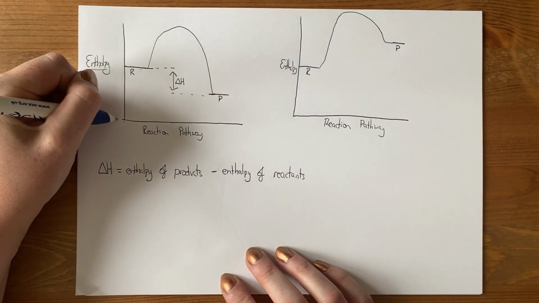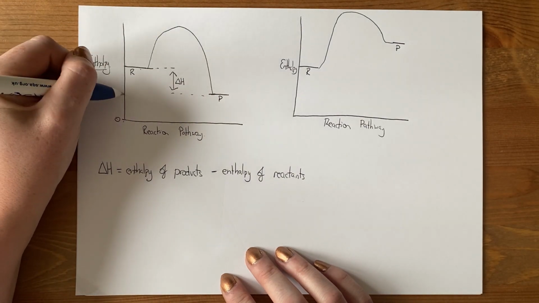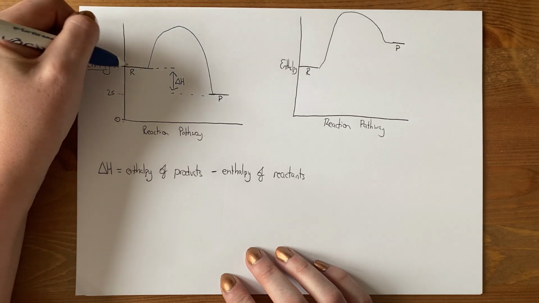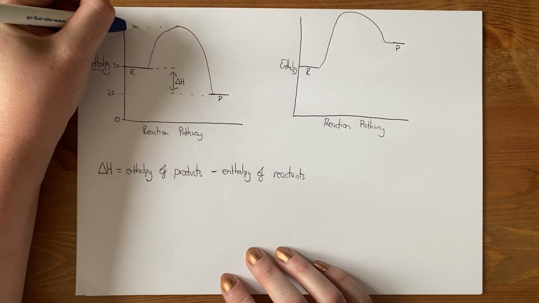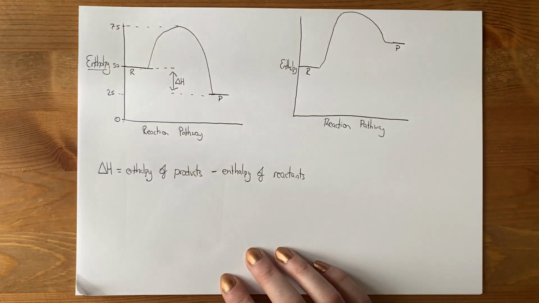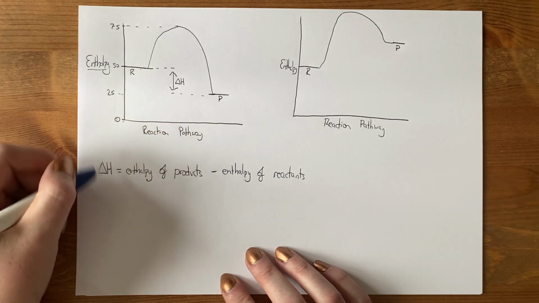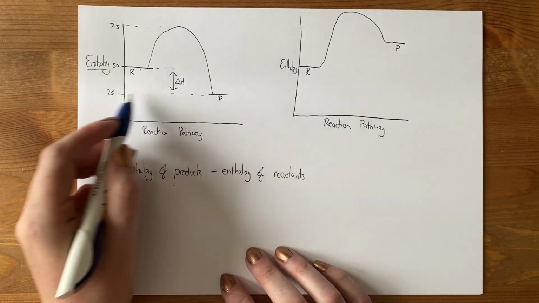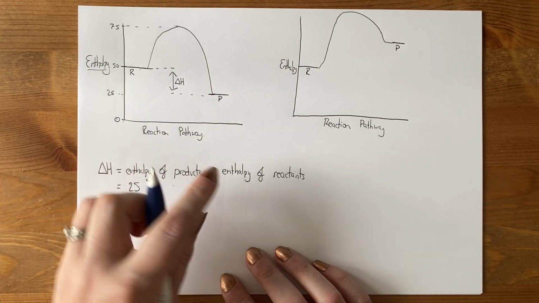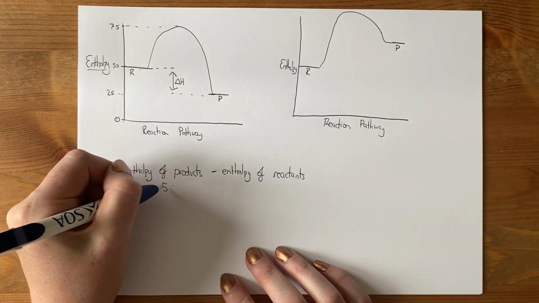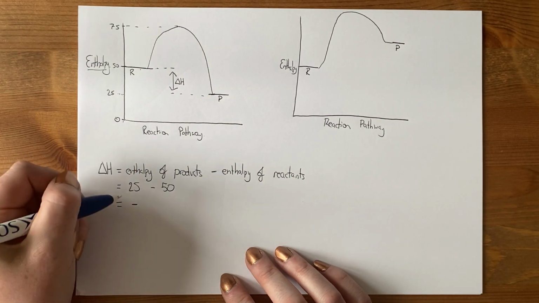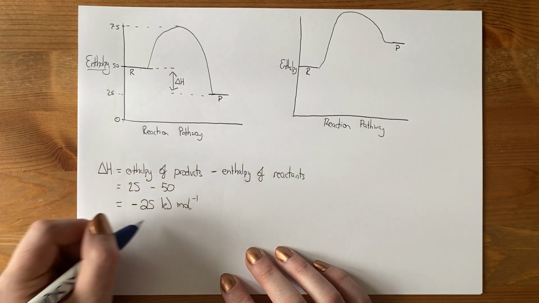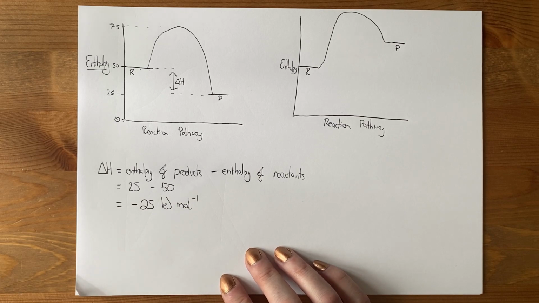So let's assign some random values just now. Let's say here I'm at 25, here I'm at 50, maybe up at the peak of this, I'm up at 75. In order for me to work out my enthalpy change, I would have the enthalpy of products, which I'm saying is 25, taking away the enthalpy of the reactants, which is 50, gives me negative 25, and the units we use are kilojoules per mole. That would be an enthalpy calculation.